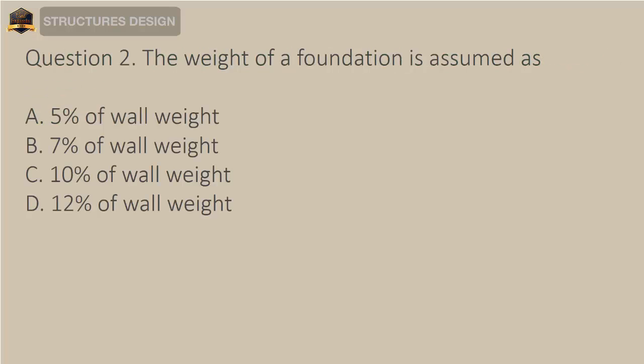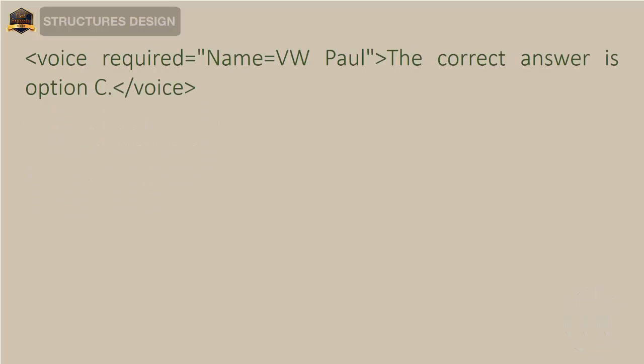Question 2. The weight of a foundation is assumed as: A, 5% of wall weight; B, 7% of wall weight; C, 10% of wall weight; D, 12% of wall weight. The correct answer is option C.